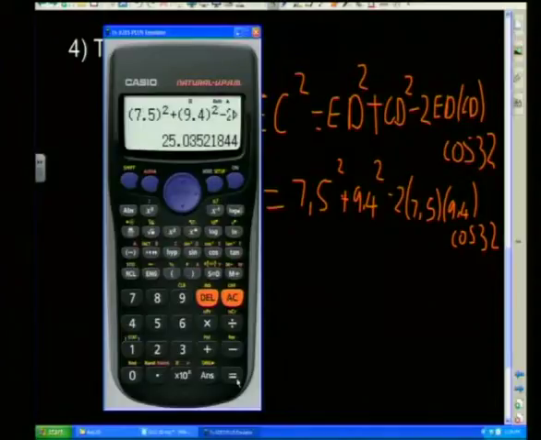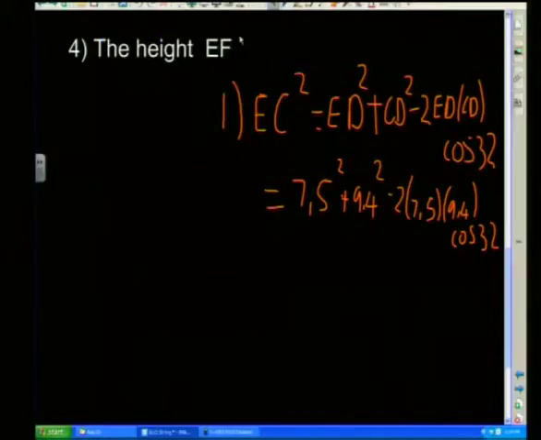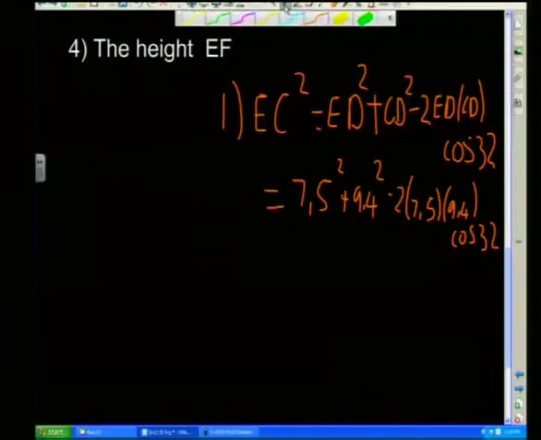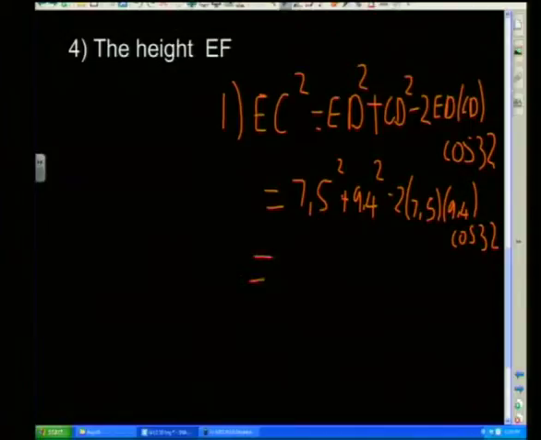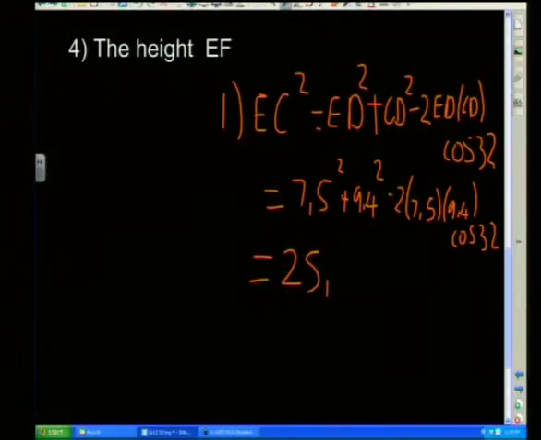And that gives us 25,035. We're not going to round off at this stage, and it is important to remember not to round off at every point. You only round off at the very end. So it is 25,003, some other numbers.